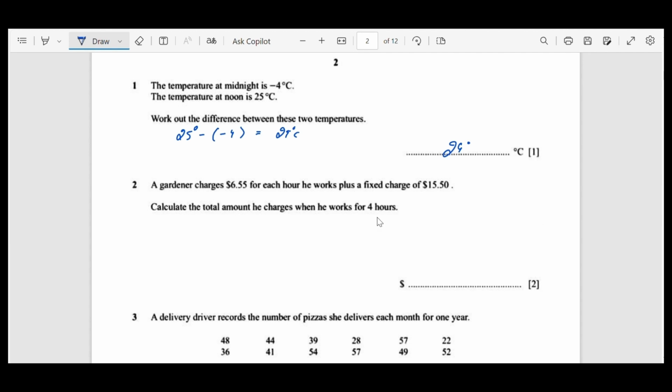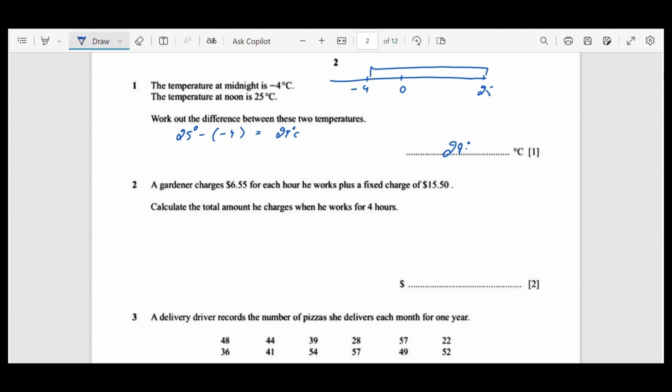So basically it is on a number line, it is minus 4, this is minus 4, and suppose this is 0 and this is 25. So we have to find this difference. So it will be 29 degrees, right?